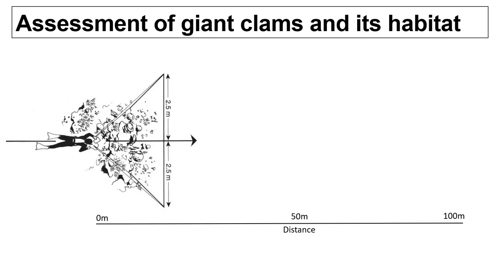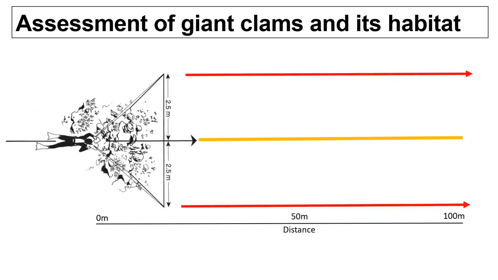Here we have a picture of a diver that is doing an assessment, and what is being done here is that there is, for example, a transect which is, say, 50 meters, and what the diver would do is to examine the presence of Tridacna gigas 2.5 meters to the left and 2.5 meters to the right of the transect. So examine the whole reef and count all the giant clams found in the area.